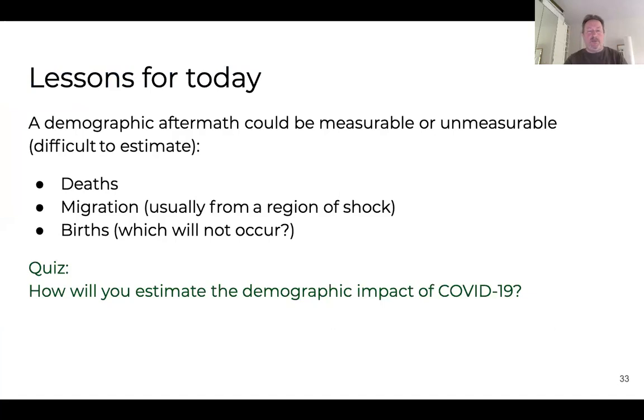So what are the lessons for today? A demographic aftermath could be measurable or unmeasurable, difficult to estimate. What we could measure easily are deaths and migration. Births, which will not occur, are difficult to measure, and it is also a guesstimate. And the quiz for you: how will you estimate the demographic impact of COVID-19? So this is the end of this part of the lecture.